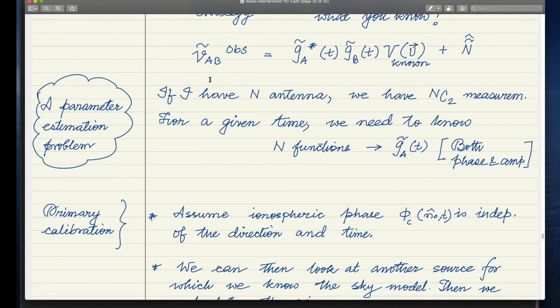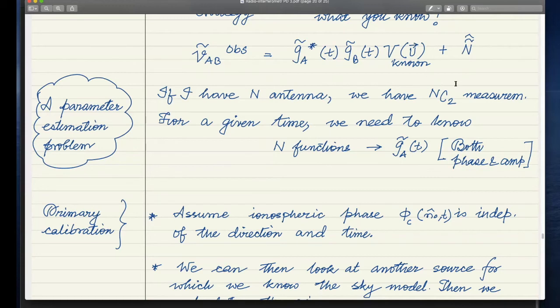And how many numbers do I want to know? I want to know GA or GB. They're the same thing for different antennas. And there are 30 of them because there are 30 antennas. So I have n numbers to know, and I have nC2 numbers which are given to me. So you can see, even if there is noise, I can now do a parameter estimation where the parameters are these 30 GA and GB.